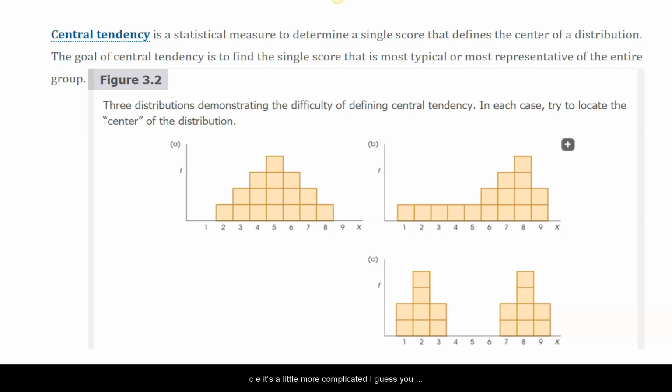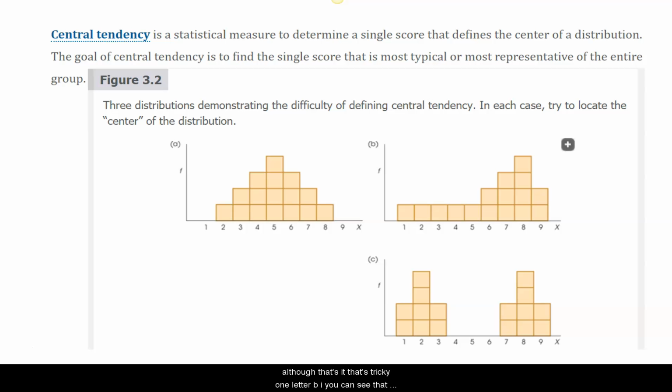Letter C is a little more complicated, I guess you could say. It is true that 5 is the median. As you can see, it's the number that bifurcates the group. It's also the mean, but could you describe in letter C that 5 is the most representative number when there are no 5s? That's a tough one. So maybe the median would be the better number to cite there, although that's a tricky one.